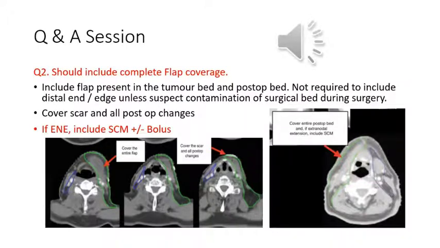But if you're suspecting that the tampering by the surgeon has been to an extent that you will have to, then you surely have to include the edges of the flap. That becomes an important point. So you'll have to individualize it. Right, ma'am.